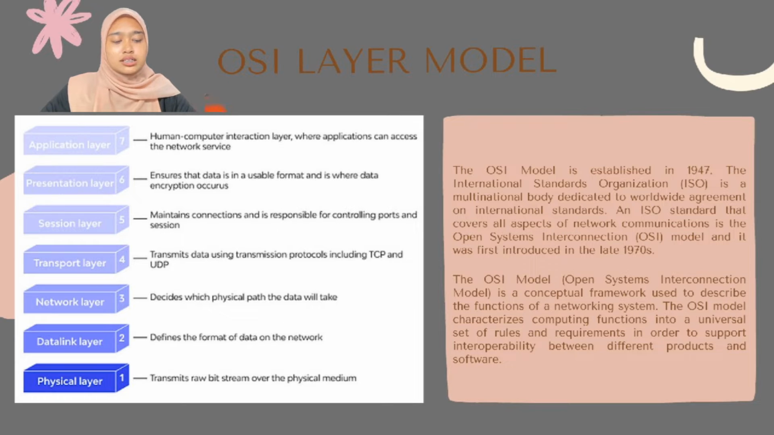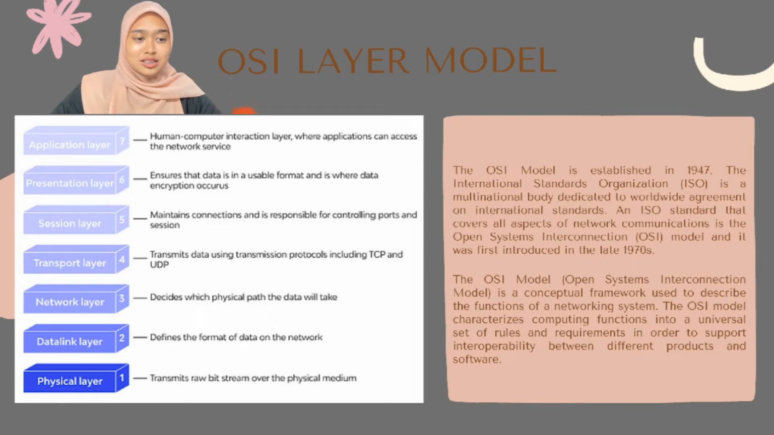And the third layer is the network layer. The network layer decides which physical path the data will take. And the fourth layer is the transport layer, which transmits data using transmission protocols including TCP and UDP. Next, the fifth, session layer. The session layer maintains connections and is responsible for controlling port and session.